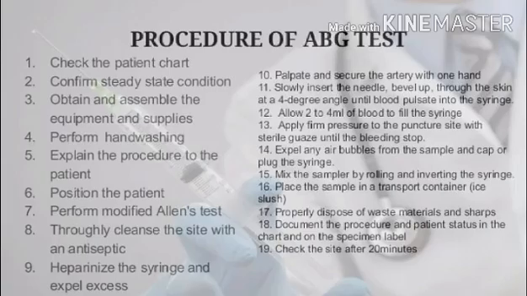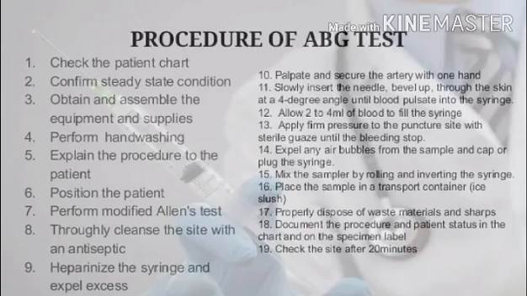What are the procedures for arterial blood gas analysis? Let's go. Number 1. Check the patient chart. Number 2. Confirm steady state conditions. Number 3. Obtain and assemble the equipment and supplies. Number 4. Perform hand washing. Number 5. Explain the procedure to the patient. Number 6. Position the patient. Number 7. Perform modified Allen's test.